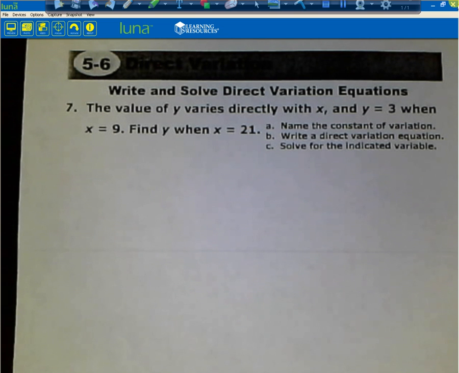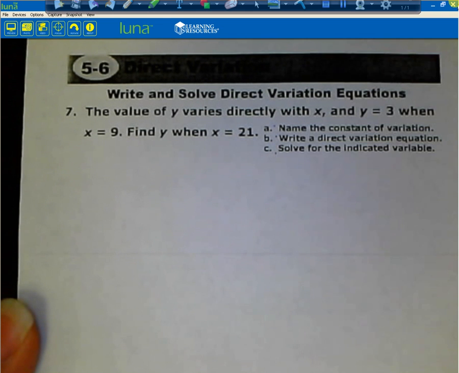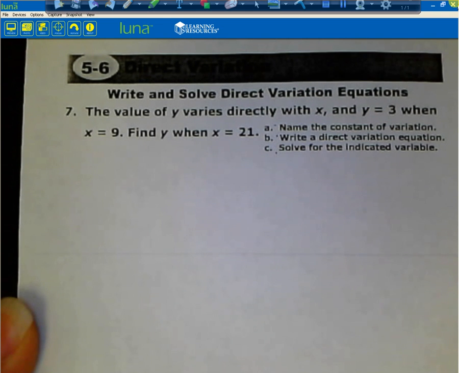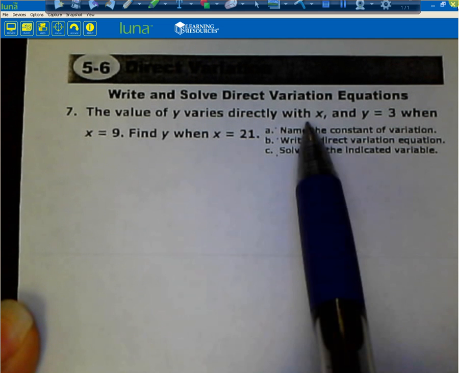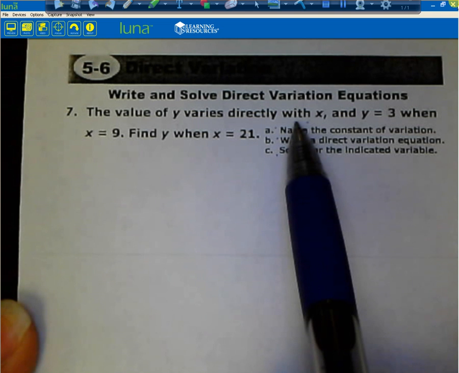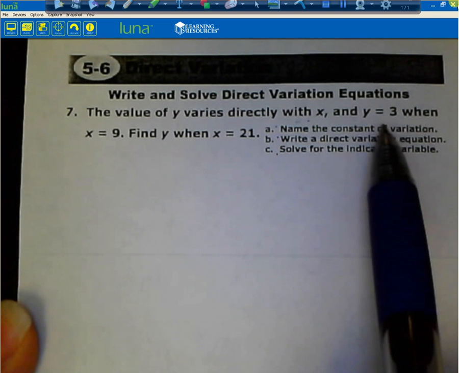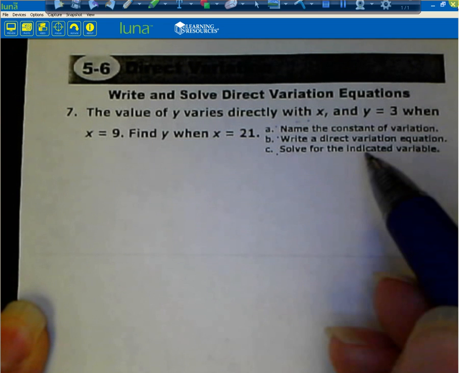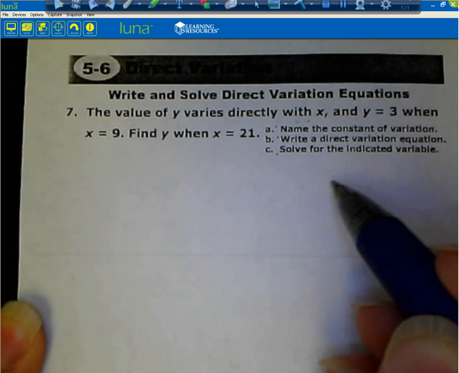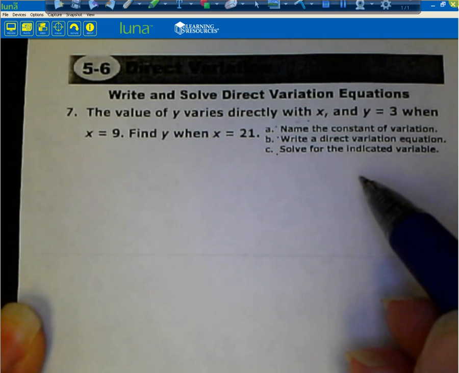We're going to break this question down and look at all the different parts of it, and then we're going to make sure that we do parts A, B, and C on our answer. So if the value of y varies directly with x, then that just tells us that yes, it is a direct variation equation. That's all that's telling us. It varies directly with x. That means yes, it's a direct variation equation. When y equals 3, when x equals 9. So we have to name the constant of variation, write a direct variation equation, and solve for the indicated variable.